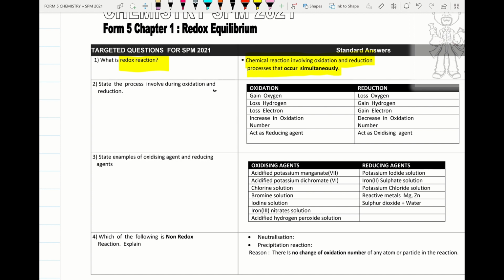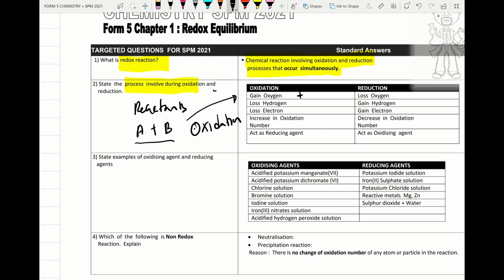And please remember point number two: all the processes involved during oxidation and reduction, during a chemical reaction, the reactants A plus B. This redox reaction involves reactants. If one of the reactants undergoes oxidation, then we need to put oxidation. Oxidation means gain of oxygen, loss of hydrogen, loss of electrons, increase in oxidation number. And remember, the reactant that undergoes oxidation will act as the reducing agent.